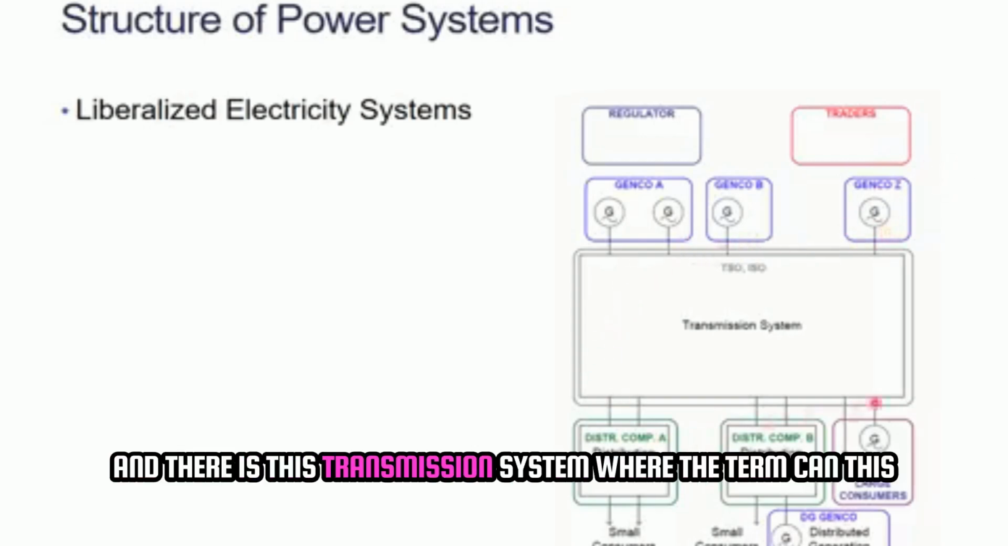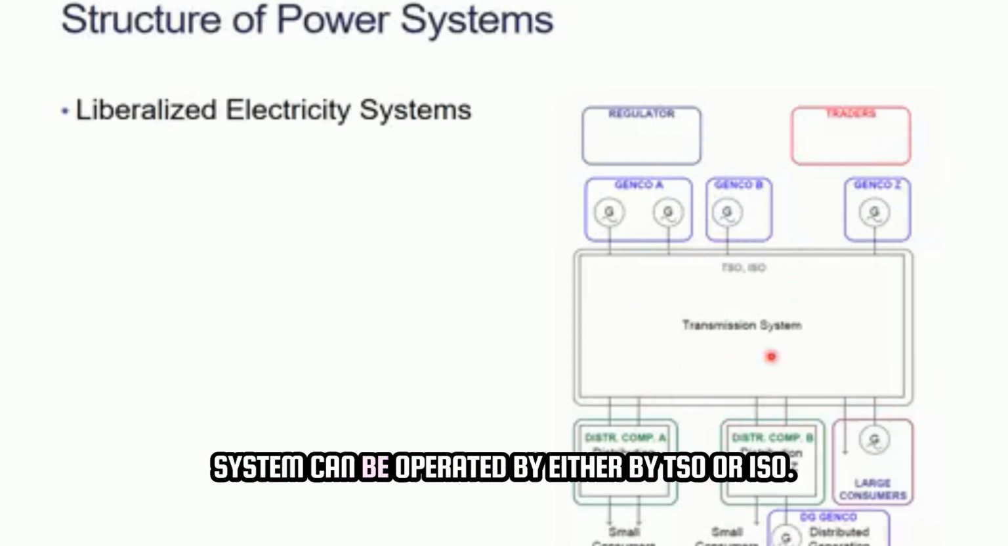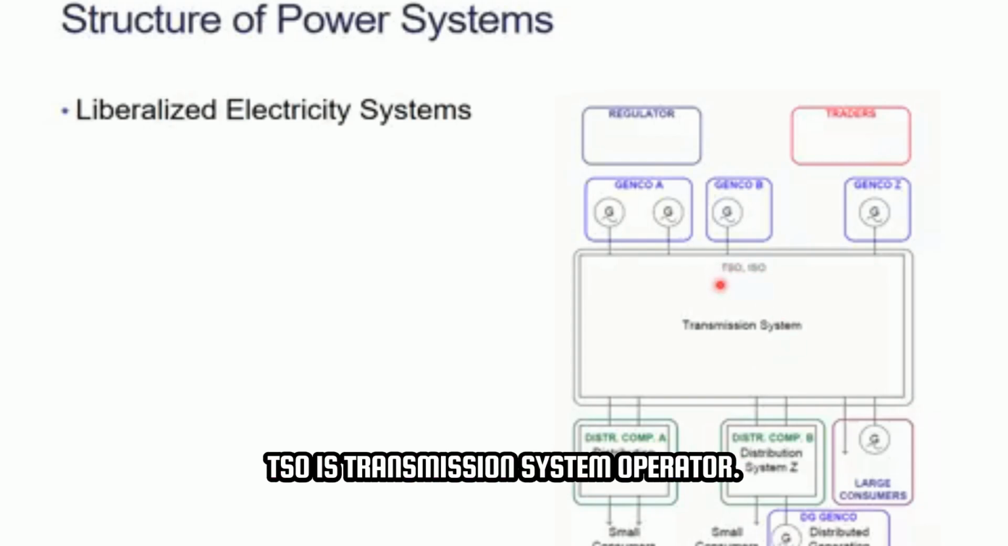And there is this transmission system, where the system can be operated by either a TSO or an ISO. TSO is transmission system operator. ISO is independent system operator. Just for the timing, just assume that it is a system operator.